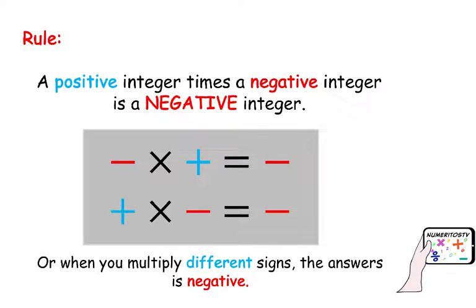So, in other words, the rule is a positive integer times a negative integer, the answer is going to be negative. Or another way to memorize the rule is if you multiply integers with different signs, the answer is always negative. So different signs, answer is always negative. So negative times positive or positive times negative, your answer is going to be negative.